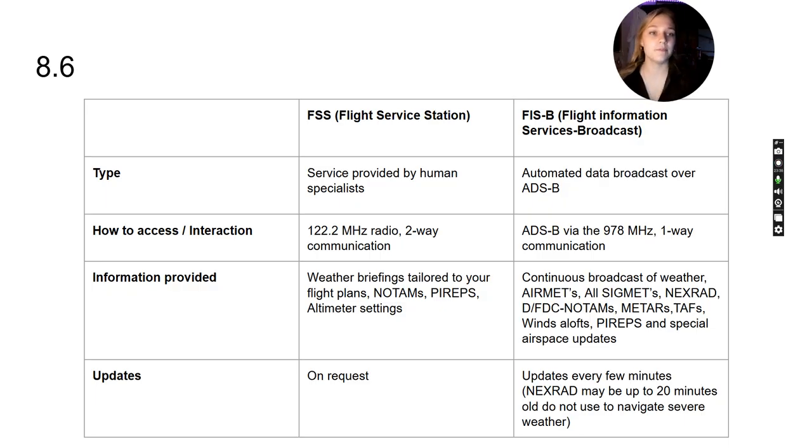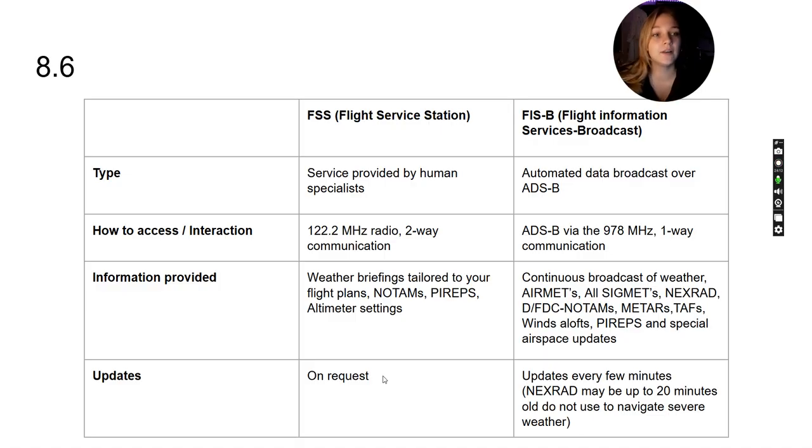I'm just gonna compare the difference between these two. It's basically going over the Flight Service Station and the Flight Information Service Broadcast. So for the FSS, that is provided by a human, and you access it on 122.2 radio, and you need two-way communication for this because you're talking to someone else. It's a weather briefing that's tailored to your flight plans, and then you get NOTAMs, PIREPs, and altimeter settings, and it updates on request.